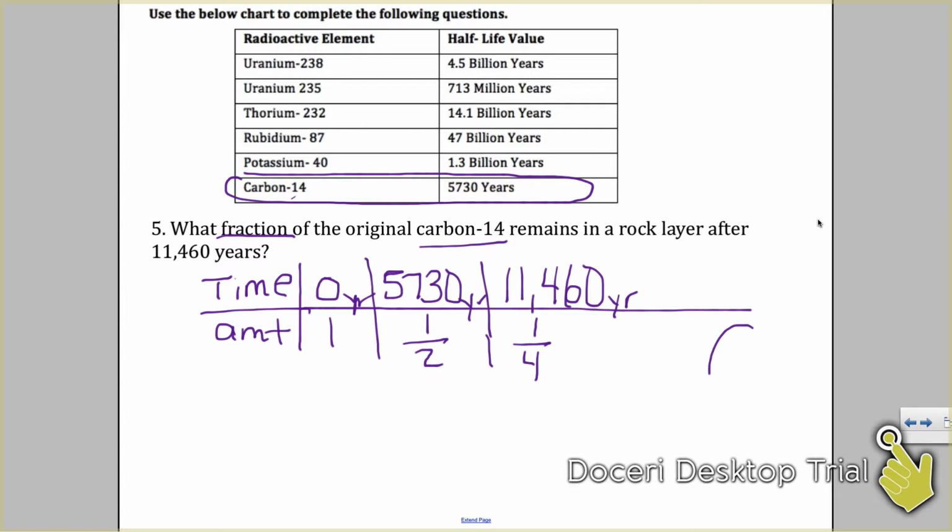Again, if we look at a little chart, this is half. If we break that in half, this becomes a fourth. So we got that? Okay, good. Some of you may have to draw a picture to see it if you can't. Are we done? Well, we're done seeing what it takes up to there. So now the question is, what fraction of the original carbon remains in the rock layer? 1/4. So the answer would be 1/4. Got that? All right, any questions?